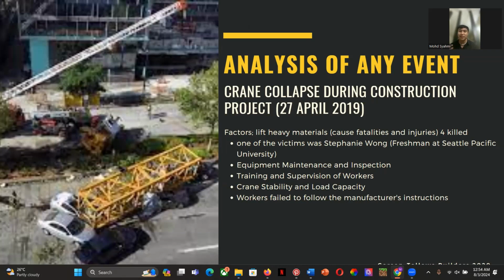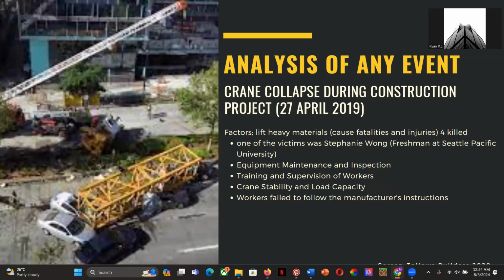So the factor which led to this incident happening is that the crane lifted heavy materials which overloaded it, and this caused fatalities and injuries, involving 4 people killed. One of the victims was Stephanie Wong, a freshman at Seattle University. She was really young, and we really sympathize with her passing, but we need to be careful next time.